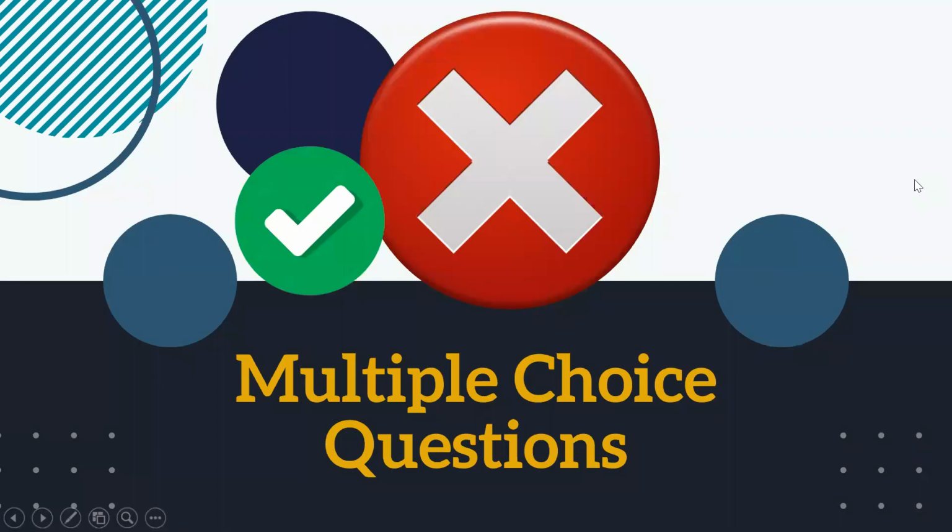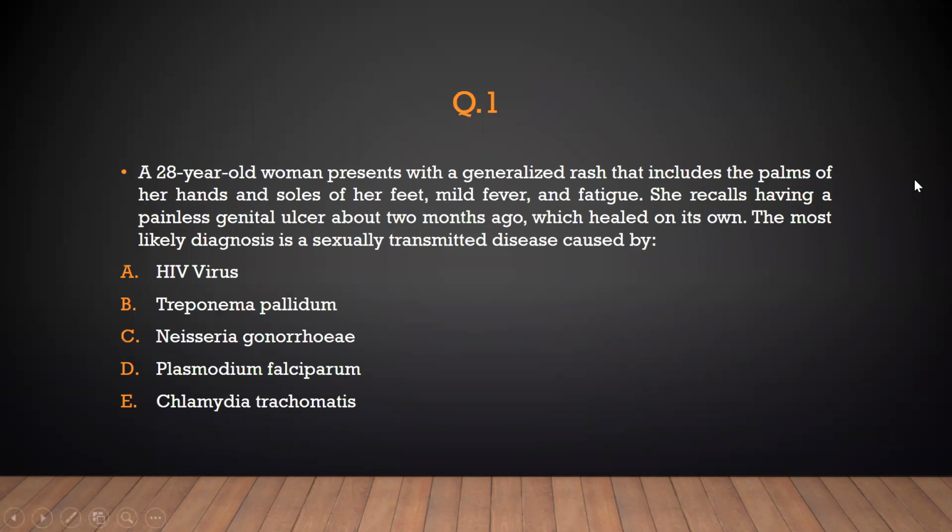Now the multiple choice questions. Number 1, a 28-year-old woman presents with a generalized rash that includes the palms of her hands and soles of her feet, mild fever and fatigue. She recalls having a painless genital ulcer about 2 months ago, which healed on its own. The most likely diagnosis is a sexually transmitted disease caused by A, HIV virus, B, Treponema pallidum, C, Neisseria gonorrhoeae, D, Plasmodium falciparum, and E, Chlamydia trachomatis. Yes, the answer is B.